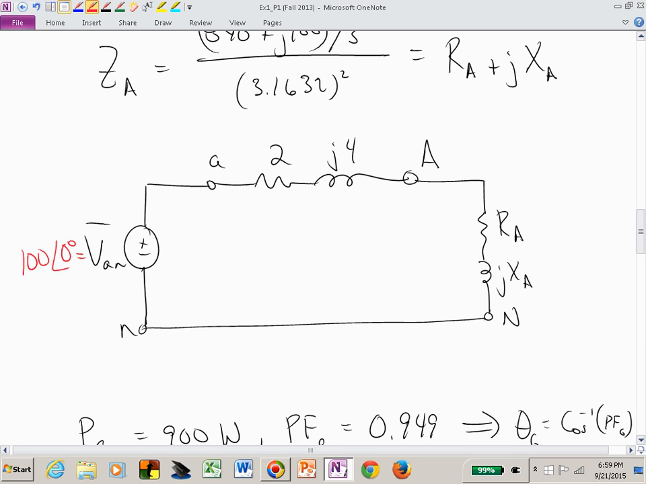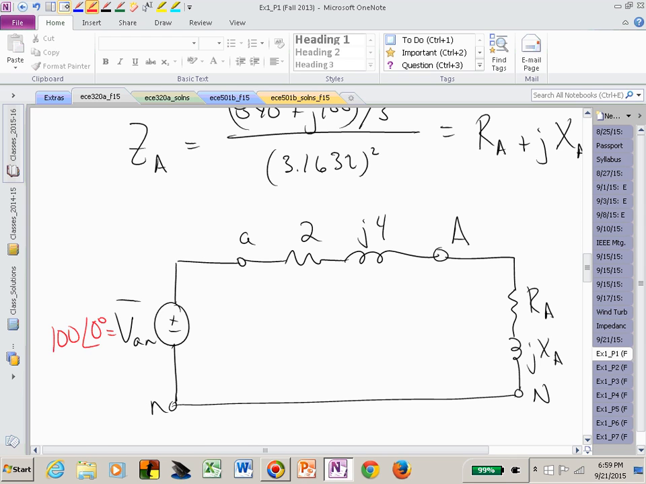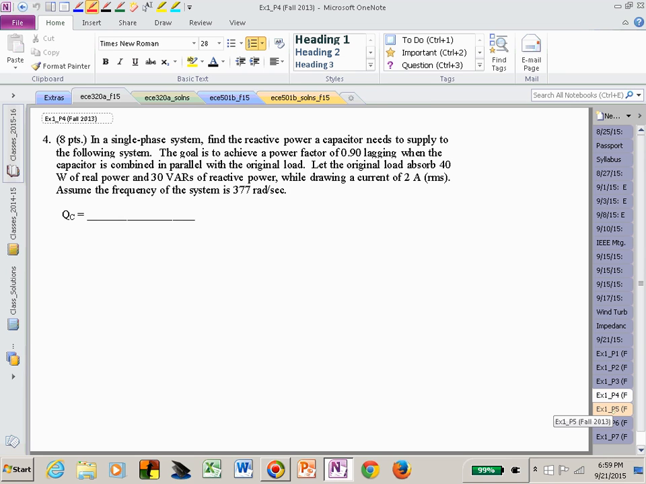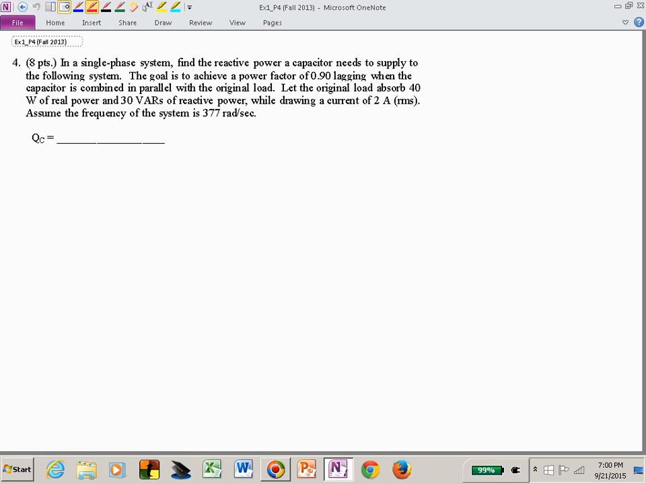Other questions? Do we want to do another 3-phase, or do you want to do something else? Pardon? The hardest problem. You know, once somebody asked me about power factor correction. Here's a power factor correction.